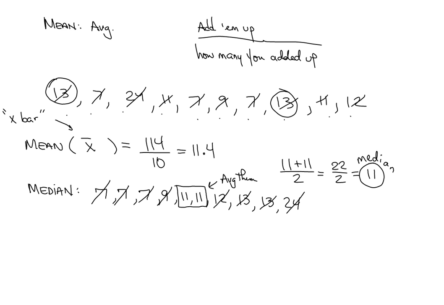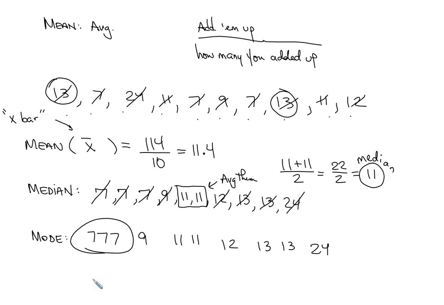Any questions about that? Okay, the next thing we need to talk about is the mode. For the mode, you need to look at how many times everything occurs. We have a 7, and there were 3 of those. We had 1 9, 2 11s, a 12, 2 13s, and a 24. Is there a particular value that occurs more times than the others? So that means that our mode is 7. It's the most commonly occurring value or values.